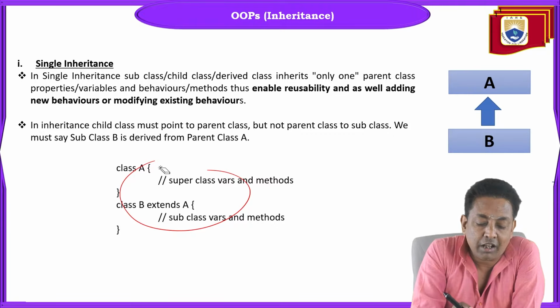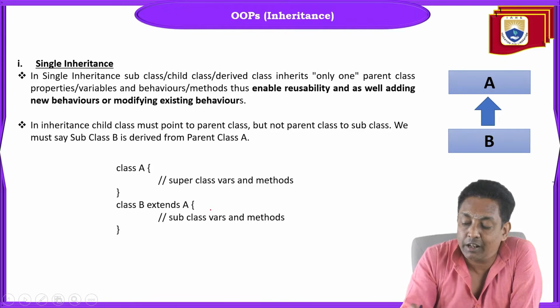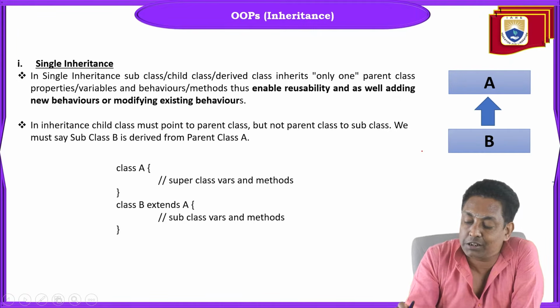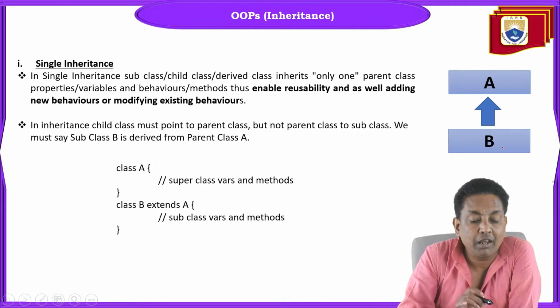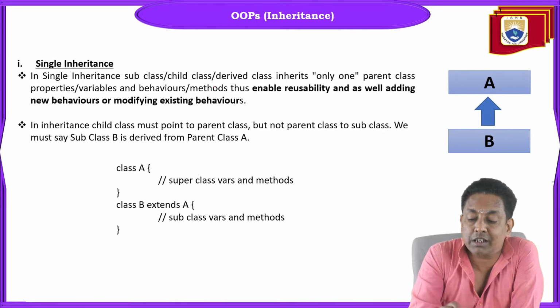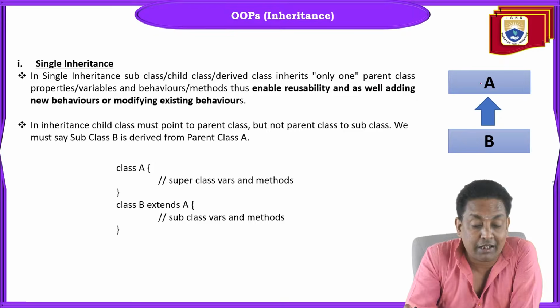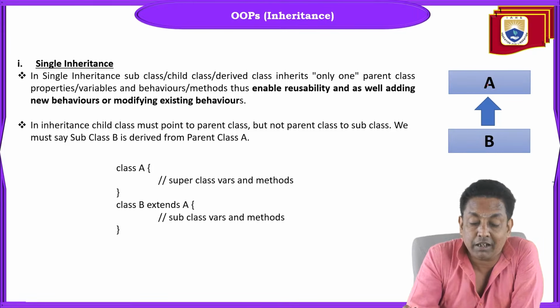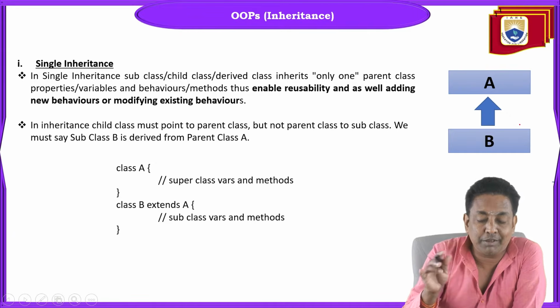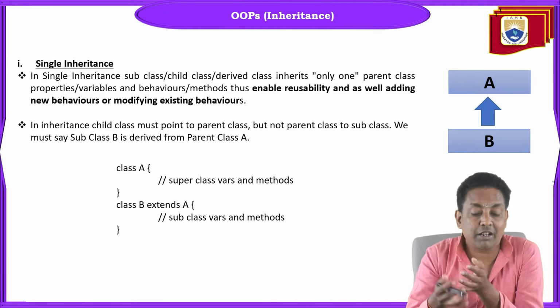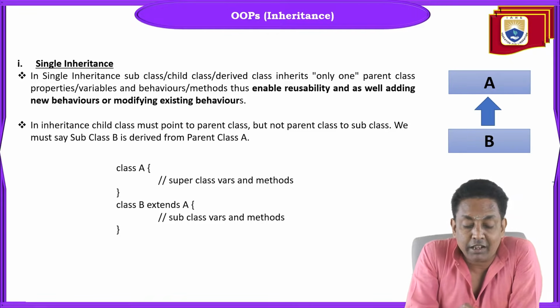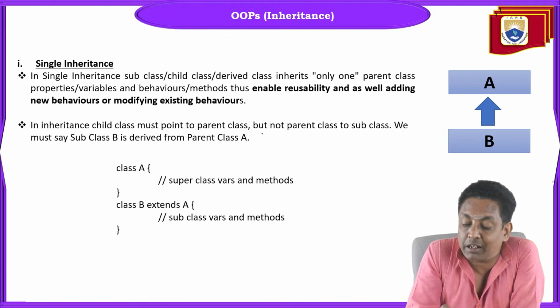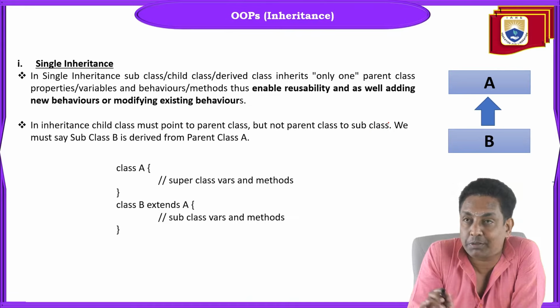Okay. And then only class B extends from A. No other subclasses exist, no other superclass exists. Only one subclass, one superclass. In single inheritance, a subclass or child class or derived class inherits from only one parent class. Properties or variables and behaviors or methods are inherited, thus enabling reusability as well as adding new behaviors and modifying existing behaviors. That is what I briefly told about inheritance once again. In inheritance, the child class must point to the parent class, but the parent class does not point to the subclass.